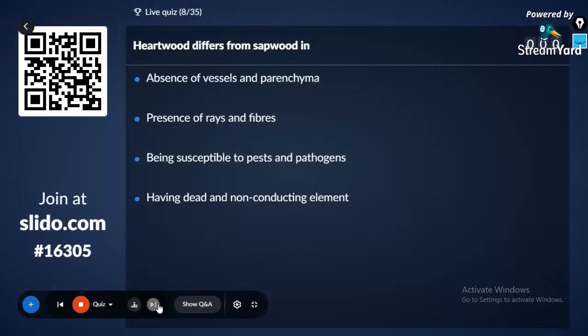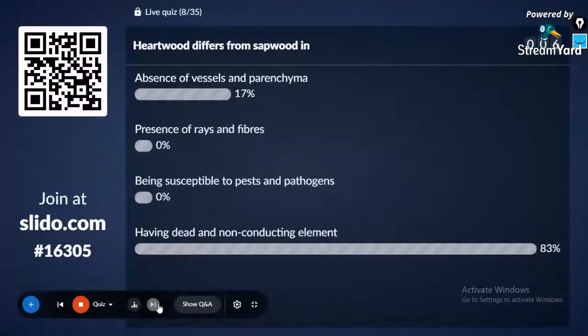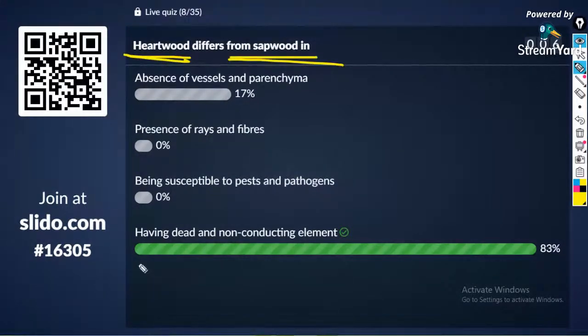Again a question from anatomy of flowering plants. Hardwood differs from sapwood in absence of parenchyma and vessels, presence of rays and fibers, being susceptible to pests and pathogens, having dead and non-conducting elements. Yes, having dead and non-conducting elements. That makes a difference between the hardwood and the sapwood. Next question on the screen.